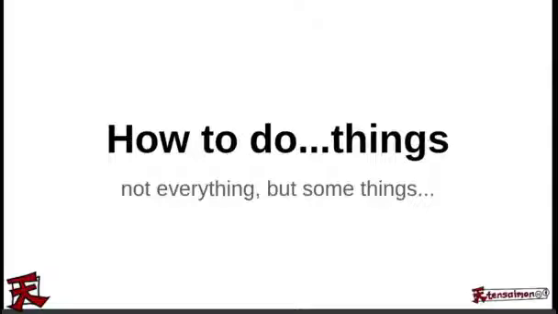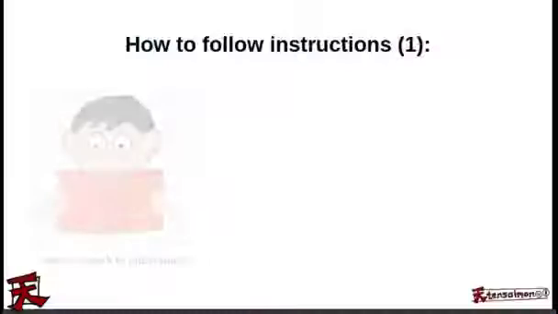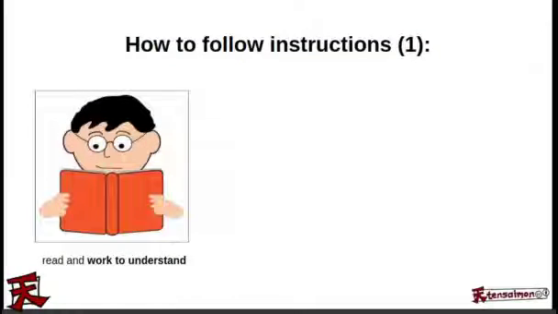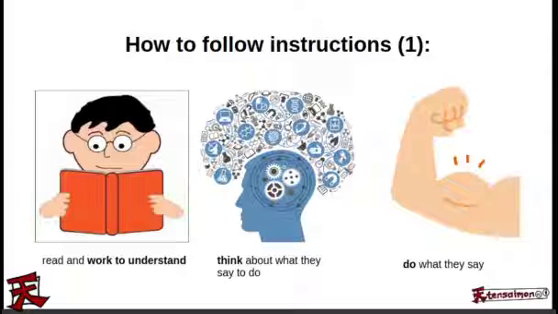I'm now going to describe how to do things. Okay? Not everything, but some things. Things that'll help you. All right. Firstly, how to follow instructions. This is very important. Okay, it's surprising to me how many people don't do this. Number 1, read and work to understand. As a student, it is your job to read things and think about them. Okay, you've got to do some work here. You've got to try to understand the instructions, right? And then you're going to think about what the instructions say to do, and then you're going to do it.